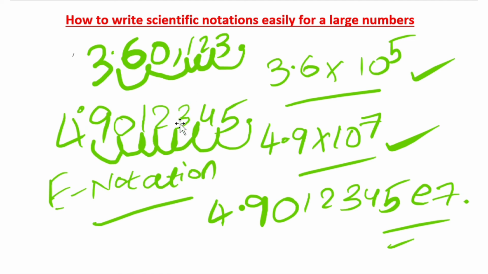There is also another notation, engineering notation, which is out of syllabus. Just remember, you remove one power here and write 49.01234 into 10 power 6. That is engineering notation. So there are three notations I explained in this video: scientific notation, e notation, and engineering notation.